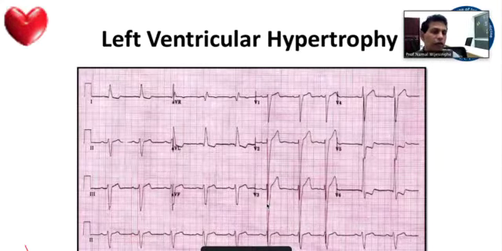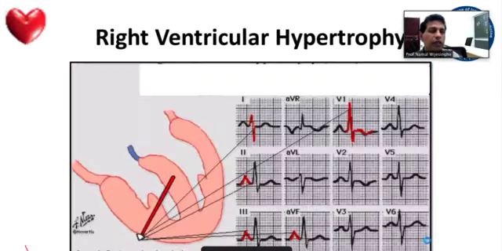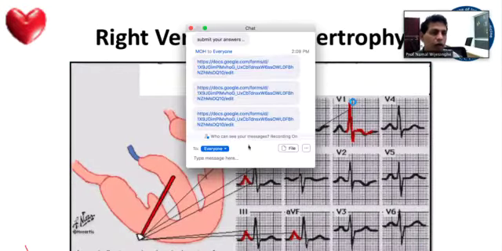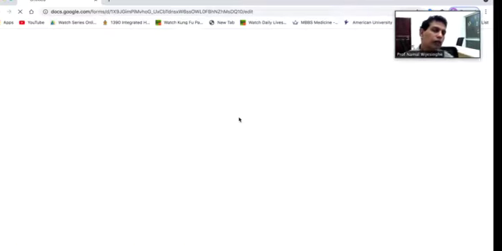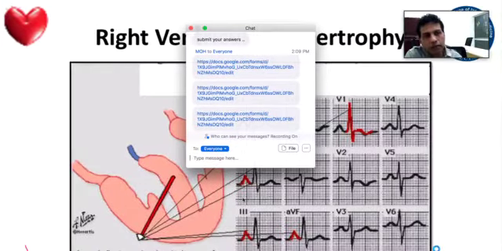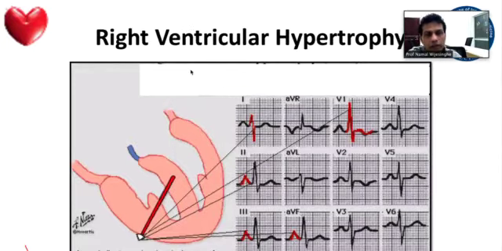The right ventricular hypertrophy is the other side of it. You find a tall R wave in V1. Now we know that in a normal ECG, the R wave is not there. There is no positive R wave in V1 in the normal ECG. But only a few conditions give rise to that, and right ventricular hypertrophy is one of them.